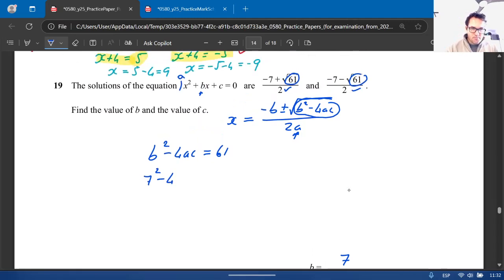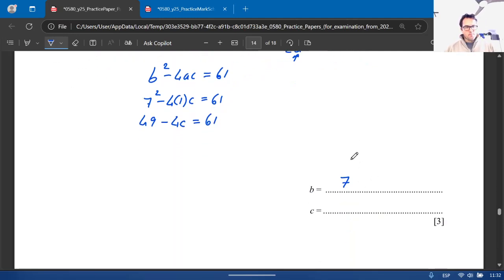The a is 1 because the 2 is stated, so multiply it by 1. And the c is the thing I don't know. So 7 squared is 49, minus 4 times 1 is minus 4c. How shall we do this then? I think most people will do the following. They'll subtract 49 from both sides, will they not? So that gives us minus 4c equals, what is that, 61 minus 49. No, it's 12, of course. It's 12.